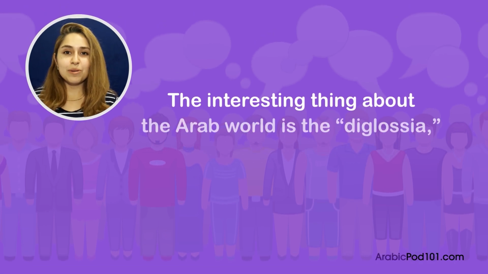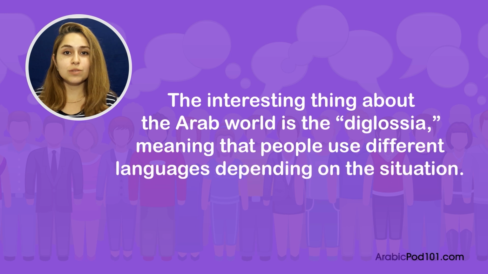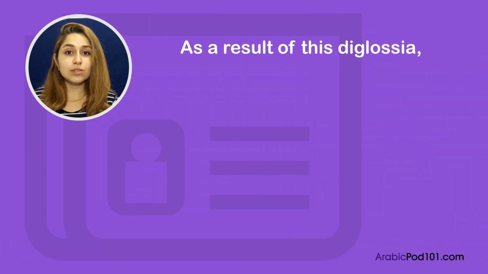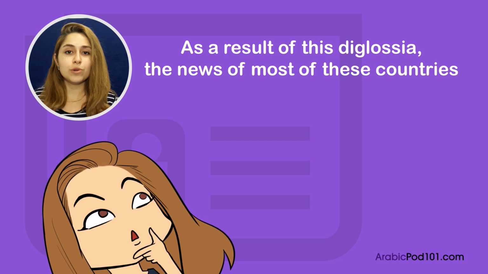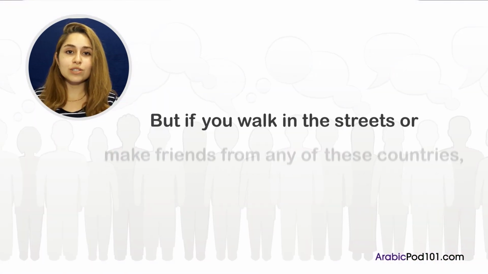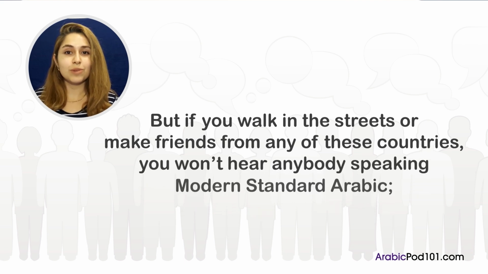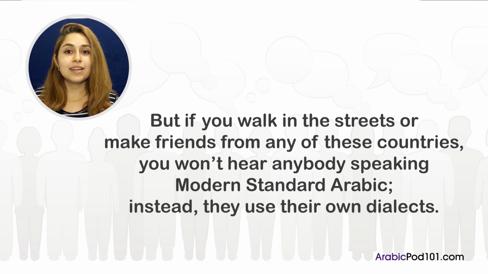The interesting thing about the Arab world is the diglossia, meaning that people use different languages depending on the situation. As a result of this diglossia, the news of most of these countries is in Modern Standard Arabic. But if you walk in the streets or make friends in any of these countries, you won't hear anybody speaking Modern Standard Arabic. Instead, they use their own dialects.